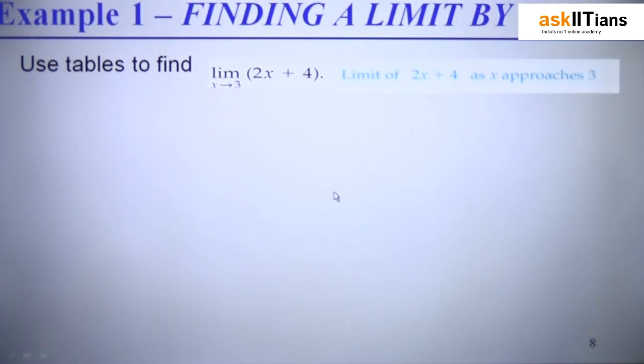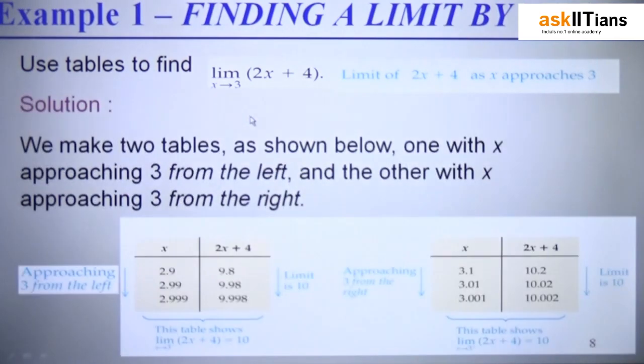So let's take an example in which we will find a limit by using tables. From the use of tables, we have to find the limit of 2x plus 3 as x approaches 3. So how do we find the solution? Suppose we make two tables as shown in this figure, one where the value of x is approaching from the left hand side and the other where the value of x is approaching from the right hand side.